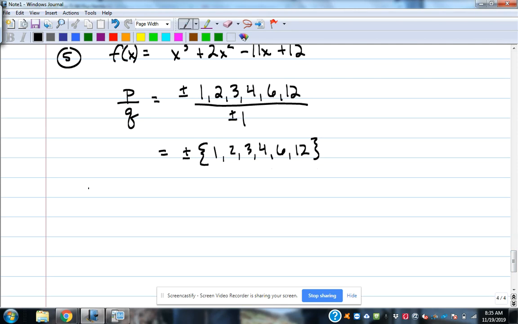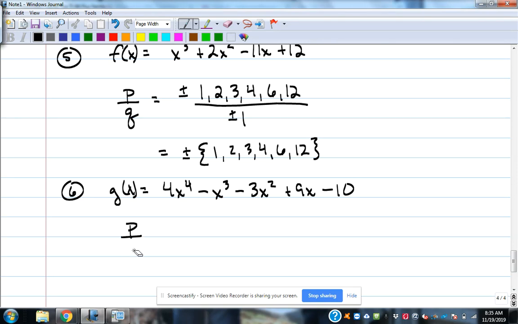No, only some of them will, if any of them do. All right. 4x to the 4th minus x cubed minus 3x squared plus 9x minus 10. And we're just going to make the list. That's all we're doing on this one, is making the list. All right, so we want the P over Q. So factors of 10 goes on top. On the bottom, factors of 4.